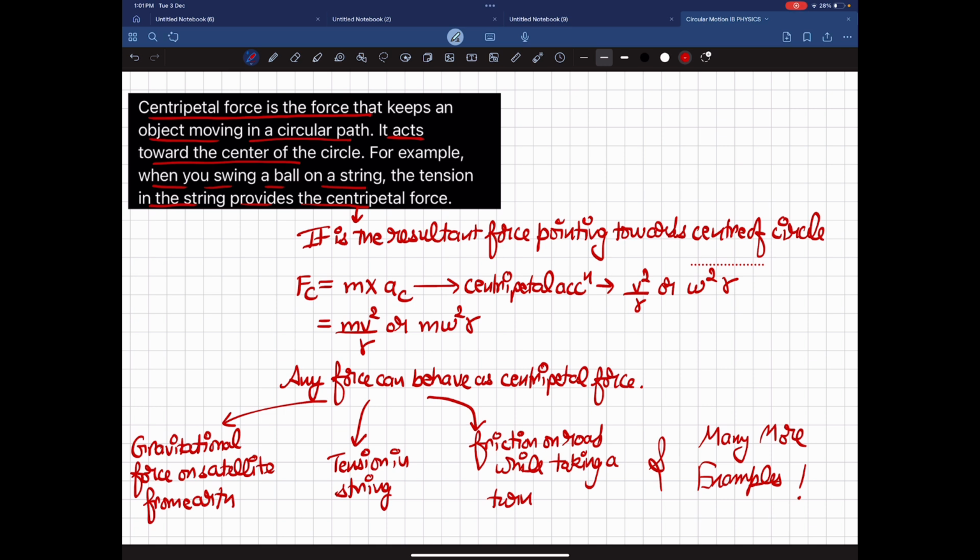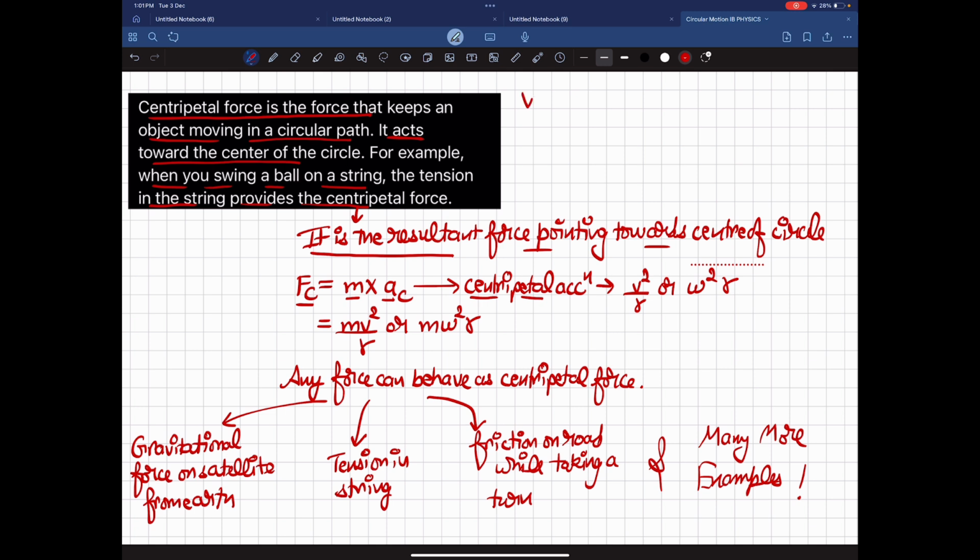So what is centripetal force? It is the resultant force pointing towards the center of the circle. What is its formula? F is equal to m times a. Now since we're talking about centripetal force, centripetal acceleration should be there as well. And what is the formula for centripetal acceleration? It is v square over r, or it is also sometimes written as omega square r.